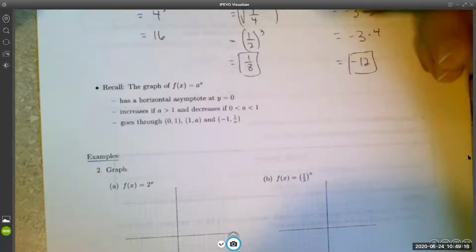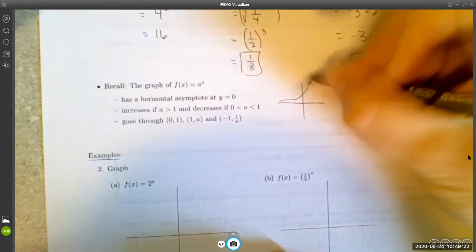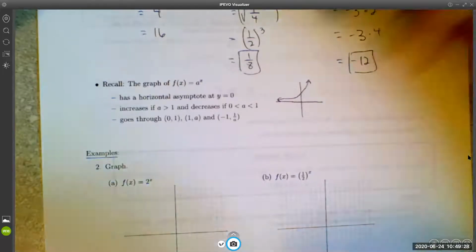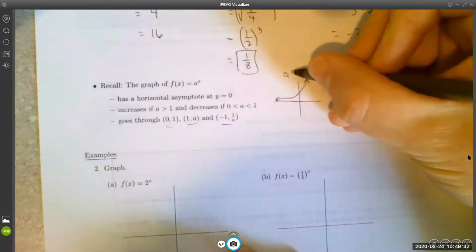Okay. The picture that you should have in mind from the introduction is this, right? This is the basic shape of an exponential function. It looks something like that. But specifically going through these 3 points. Of course, this is assuming that a is greater than 1.